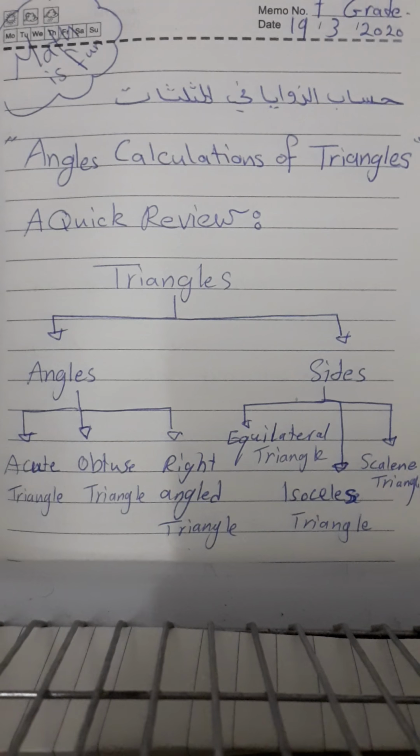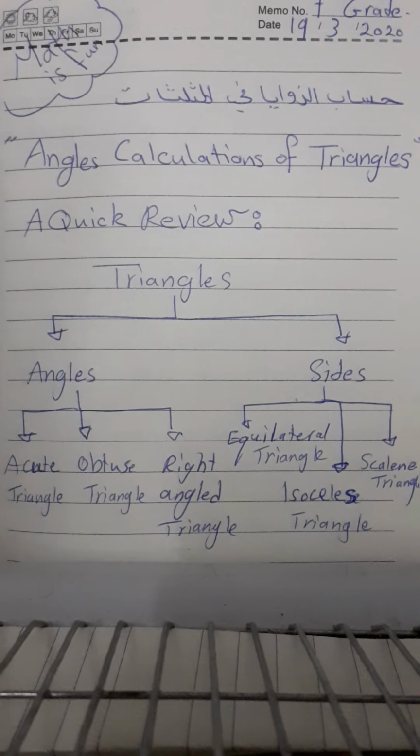The second type is isosceles triangle, which has two equal sides, and the third side is with a different length.